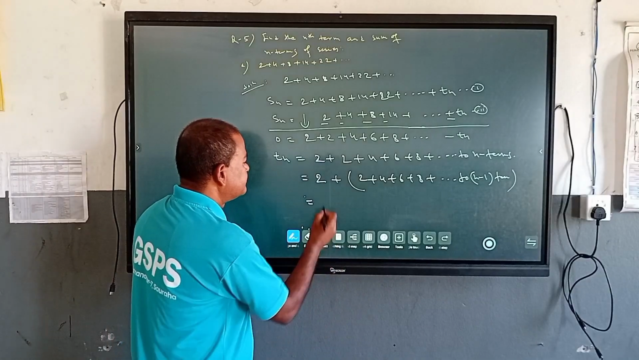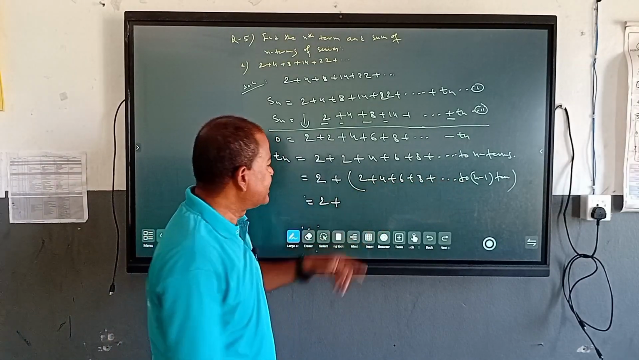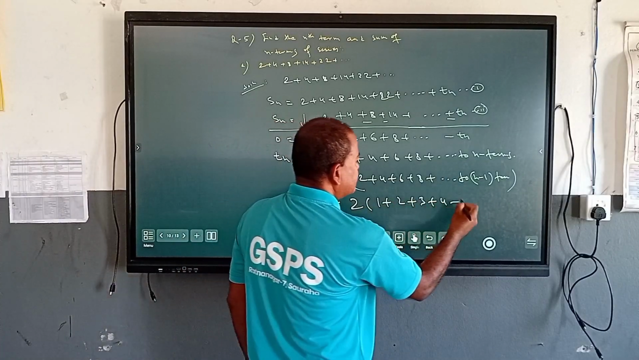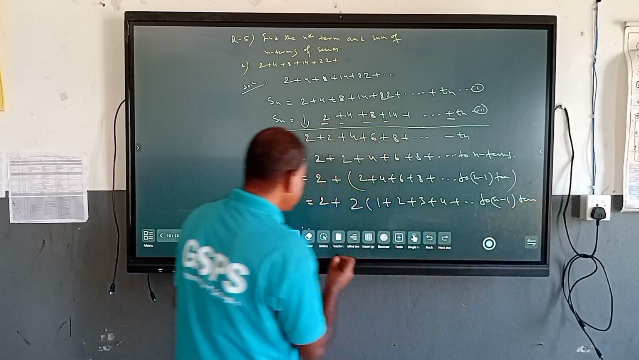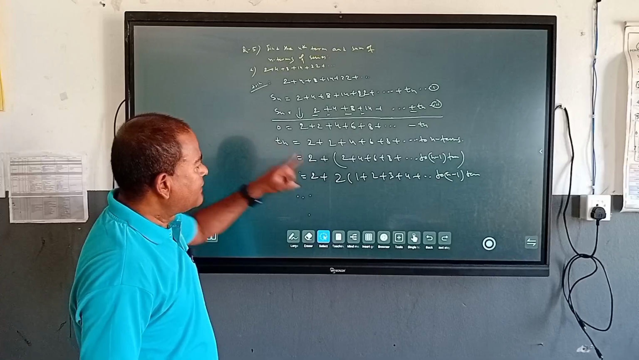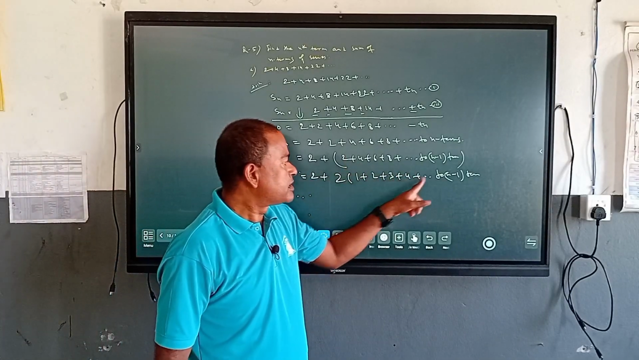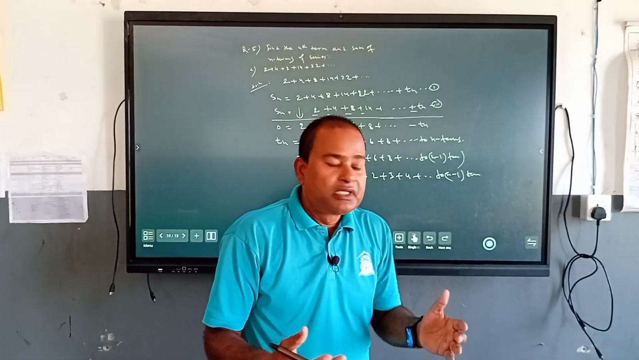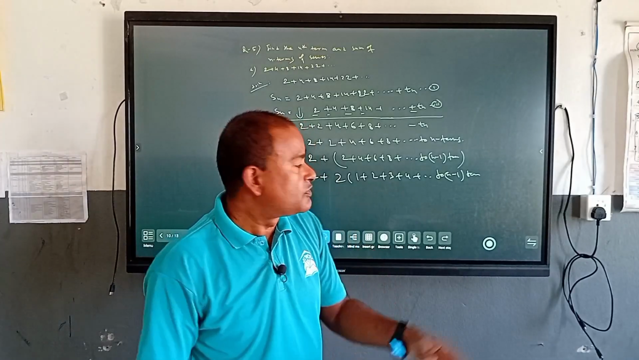Dear students, now from each term of the series we can take 2 common. After taking 2 common from each term of the series, we have got 1 plus 2 plus 3 plus 4 up to n minus 1 terms. Now this is the sum of the natural numbers, but the number of terms is n minus 1.